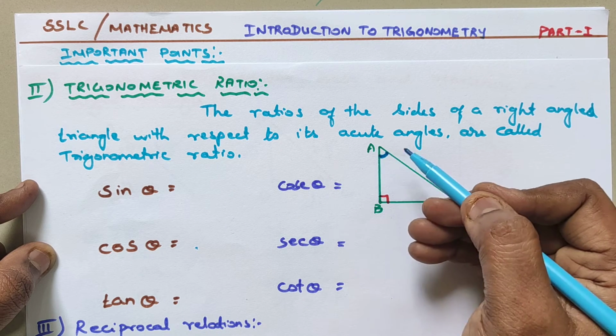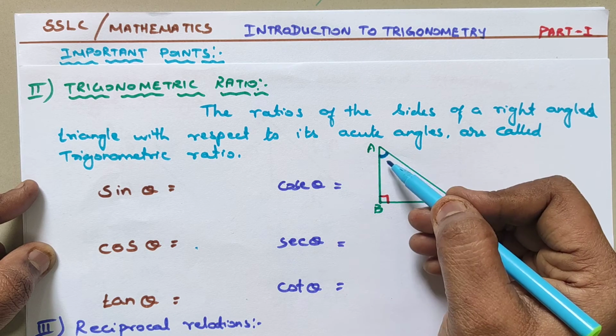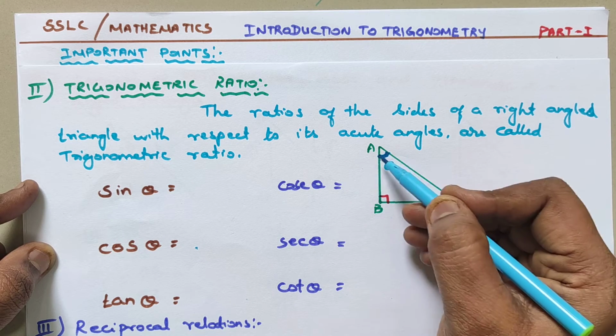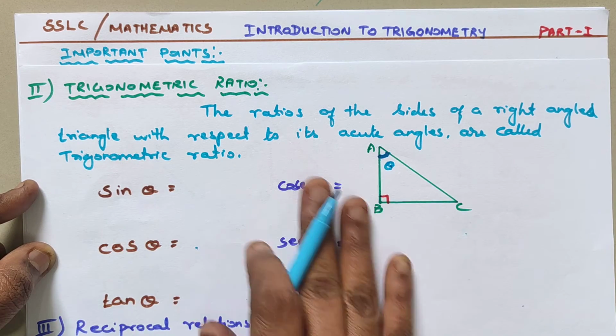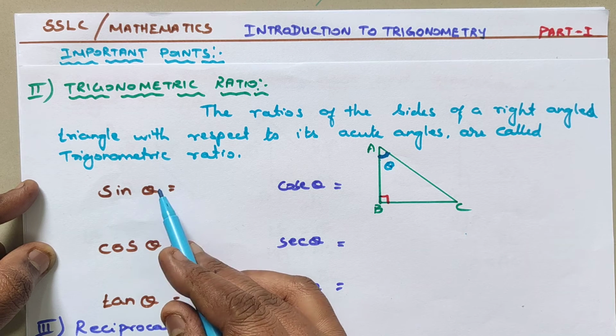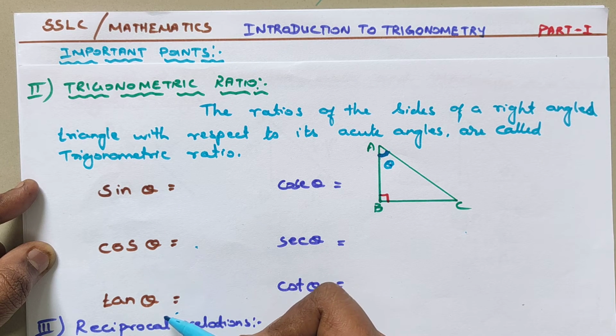Now, an angle less than 90 degrees is known as an acute angle. Here we are considering angle A as theta, an acute angle. According to this, we should write the formulas for the standard ratios. Here sin theta, cos theta, tan theta. First remember these three: sin, cos, tan.